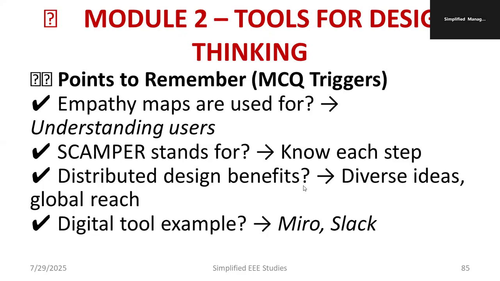Then distributed design thinking: the advantages or benefits are diverse ideas and global reach. Correct. Those are the benefits of distributed design. Design tool examples: Miro, Slack. These are examples of design tools. I'm sure you can expect questions from the points which I denoted and already indicated to you.